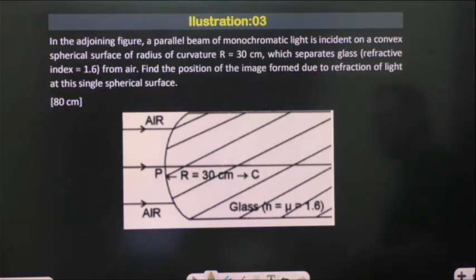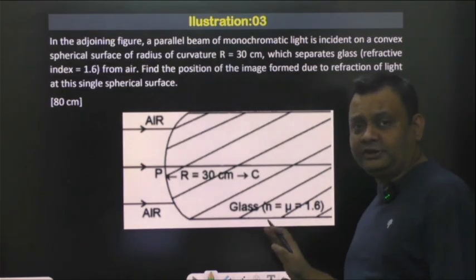Now see the next problem. In the adjoining figure, a parallel beam of monochromatic light is incident on a convex spherical surface of this much radius which separates glass from air. Find the position of the image formed due to refraction of light at this single spherical surface. Now I guess, can you solve this problem yourself?